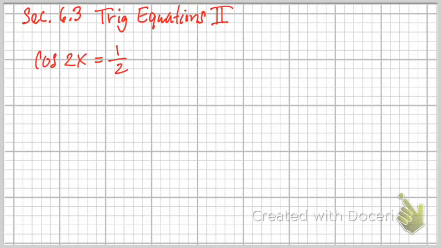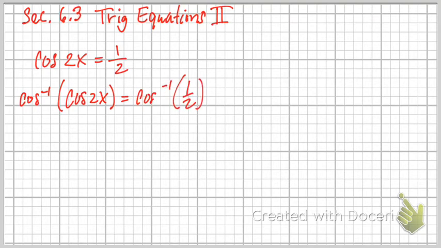So the way to look at this is to think about getting to that 2x here on the inside. And the way we're going to do that is with the cosine inverse function. So cosine inverse of the cosine of 2x equals the cosine inverse of 1/2.